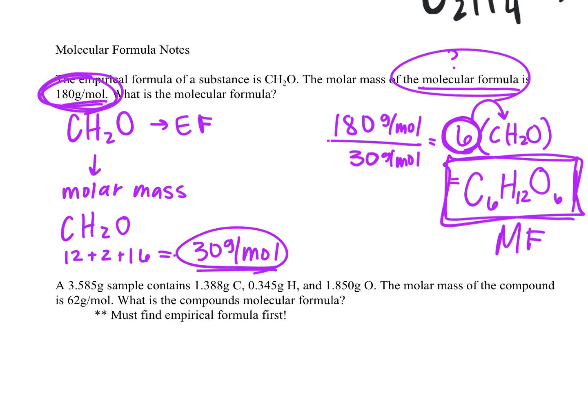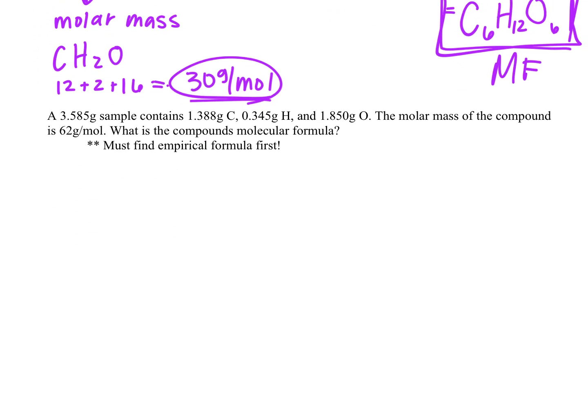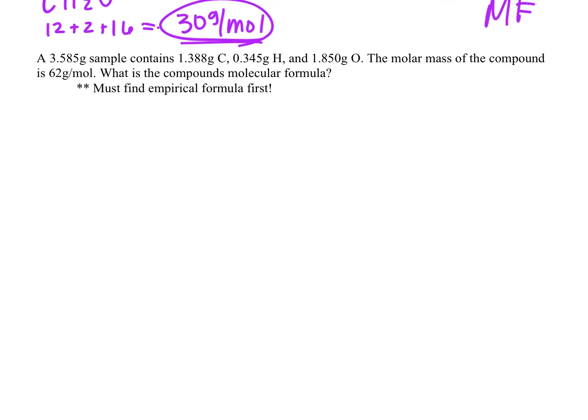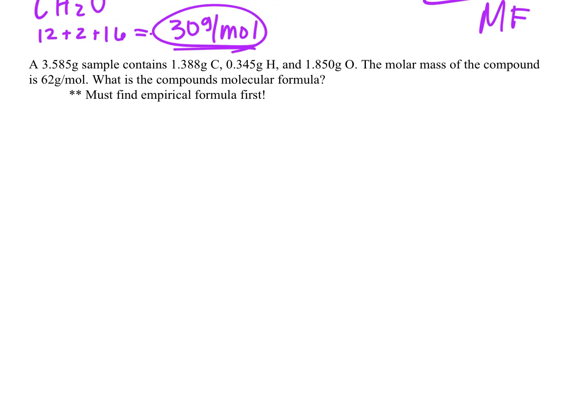Okay, let's go ahead and try the next one here. It says a sample contains 1.388 grams carbon, 0.345 grams hydrogen, and 1.85 grams oxygen. The molar mass of our compound is 62. What is the compound's molecular formula? But the problem is they didn't give me the empirical formula, which means I have to find that first. So we need to go back to those steps we wrote out about the empirical formula. Can you locate those steps in your notes?